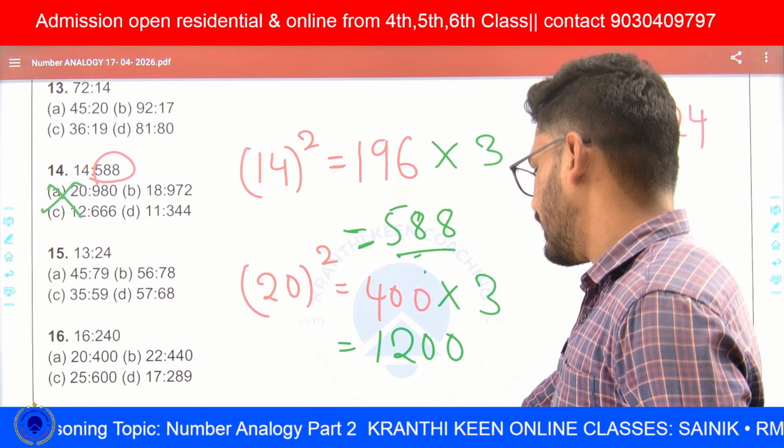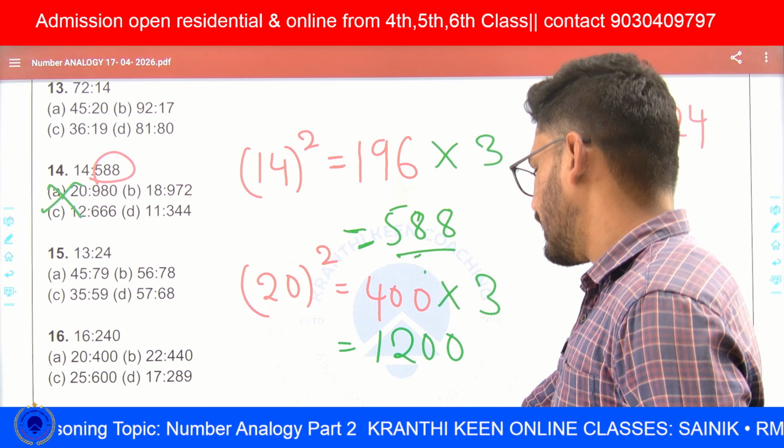If I add 13 plus 11, it is 24. Isn't it? Now what do we have to do? The only thing we are left with is the options. We have to check whether this is following or this is following. Okay, let's check the first one, 45, 79. If I do 45 into 2, then it will become 90. So no need of checking.